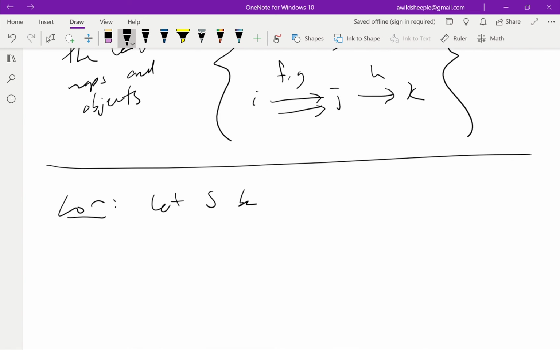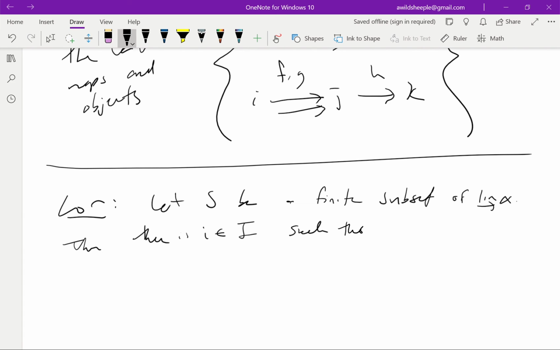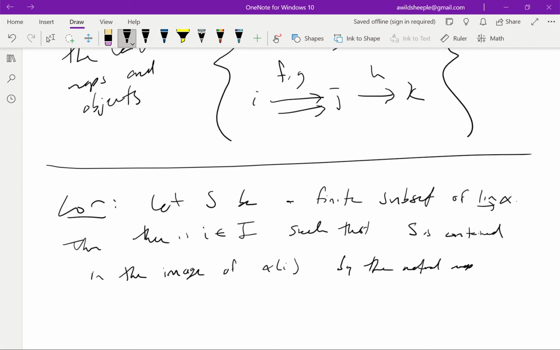So as a corollary to this, let S be a finite subset of lim alpha. Then there is an I such that S is contained in the image of alpha I by the natural map alpha I to lim alpha.